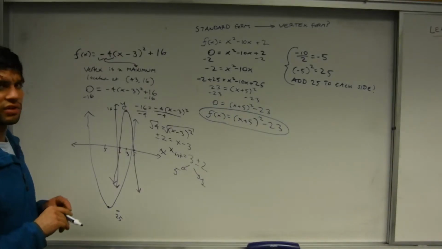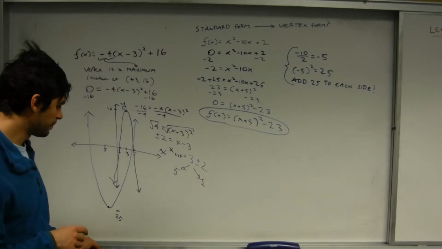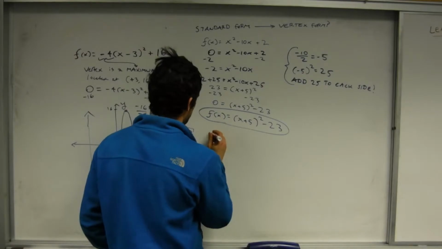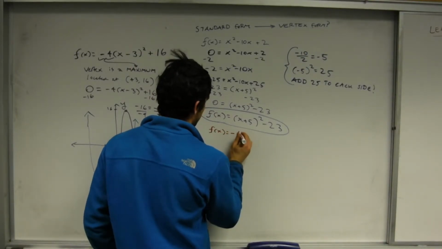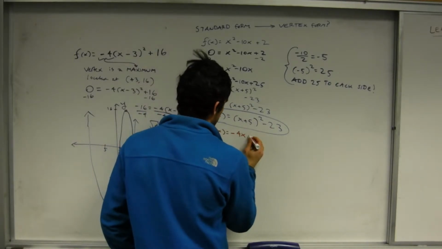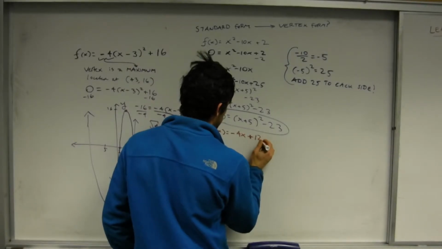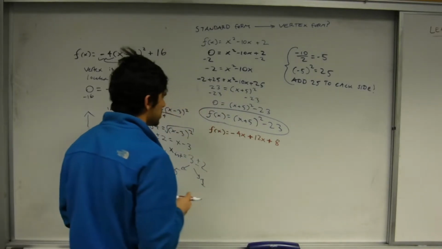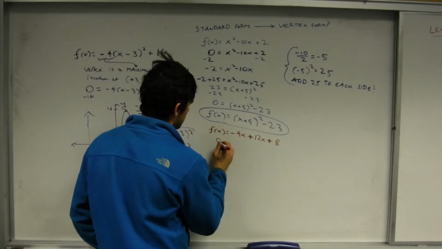I would just want to go through one more quick example of going from standard into vertex form. So we'll do that right here. Suppose we have f of x is equal to negative 4x squared plus 12x plus 8. So we're going to start by setting this equal to 0.